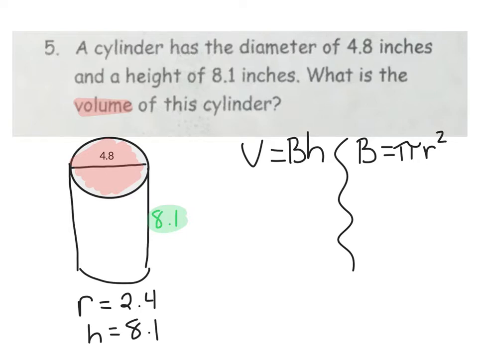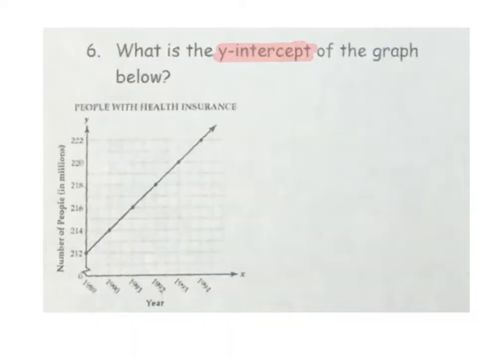Question number 5. A cylinder has the diameter of 4.8 inches and a height of 8.1 inches. What is the volume of this cylinder? Question number 6. What is the y-intercept of the graph below?